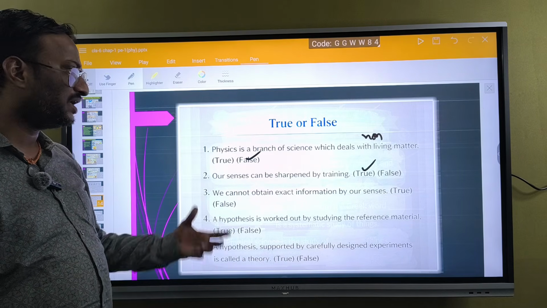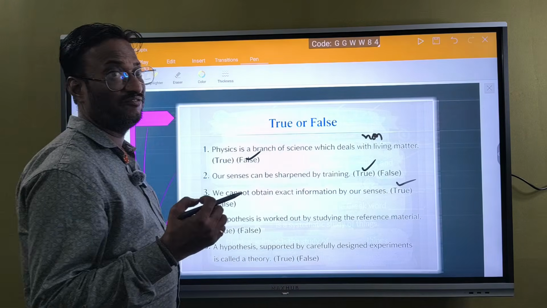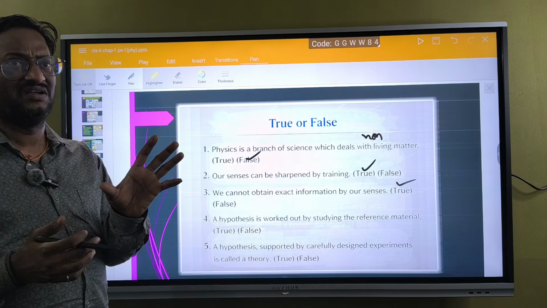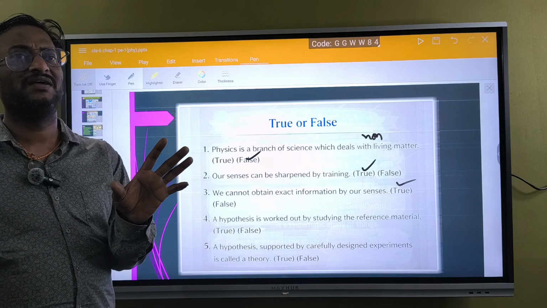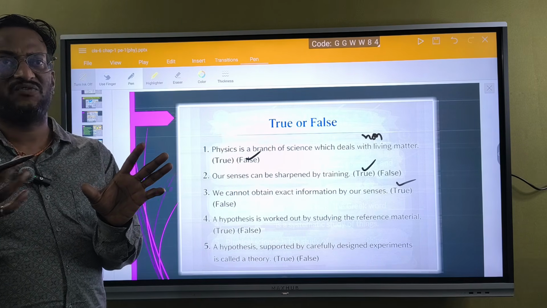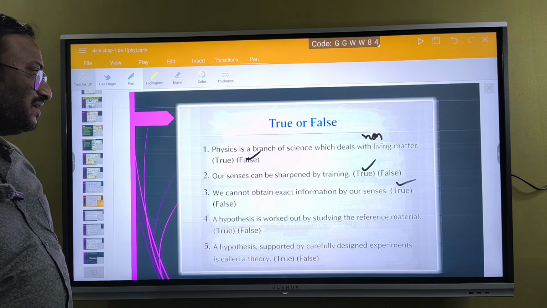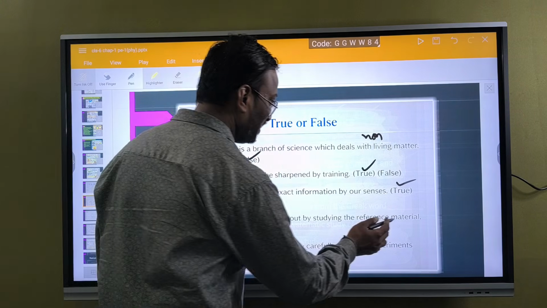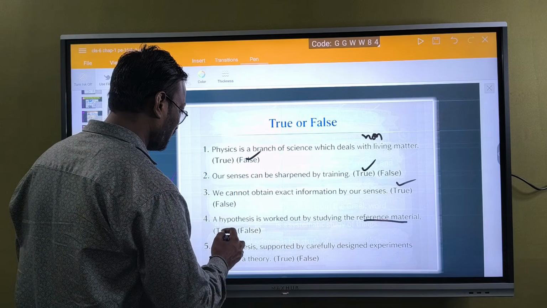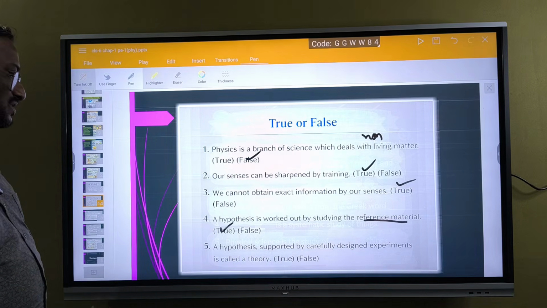Definitely we cannot get the information through our senses exactly. For that we have to do experimentation. That is just observation. After that, in order to get experimentation, we have to go for hypothesis, theory, experimentation. We have to do all these things, right? A hypothesis is worked out by studying the reference material. Yes, reference material is also one of the things. So that is true.